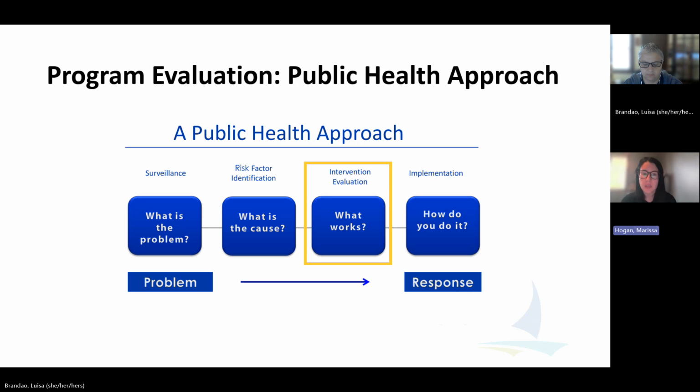So it starts off with this public health approach with surveillance, figuring out what the problem is. From there, we identify the risk factor, the cause of the problem. And then this third step is what works. That's where we are evaluating the intervention, trying to figure out what works within our program, policy, whatever it may be, to help with the problem that we've identified. So that's where evaluation comes in. If we go to the next slide.